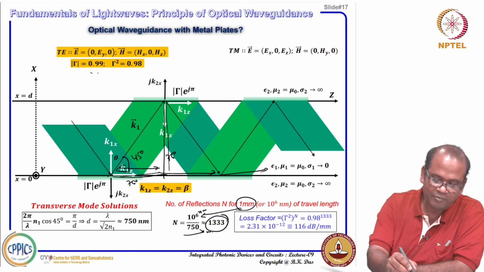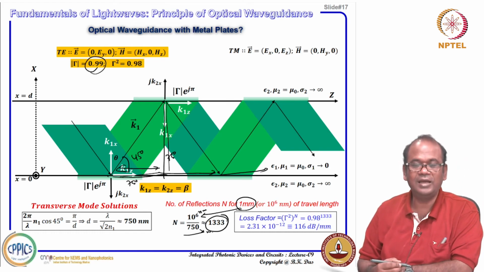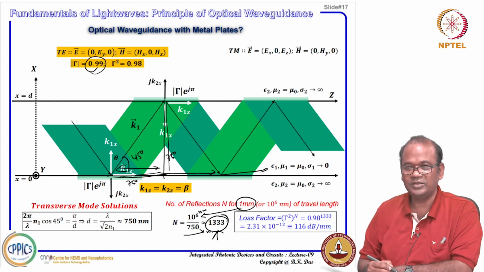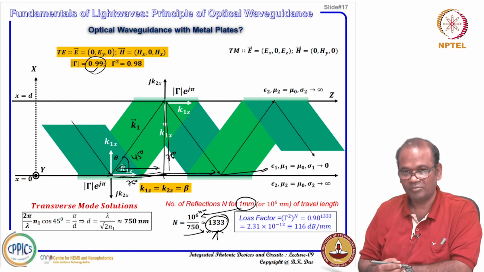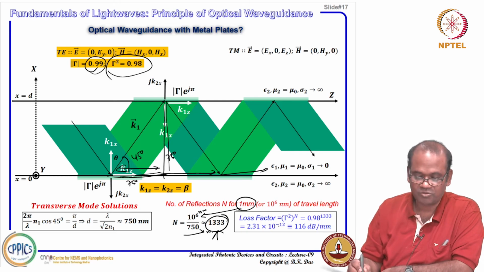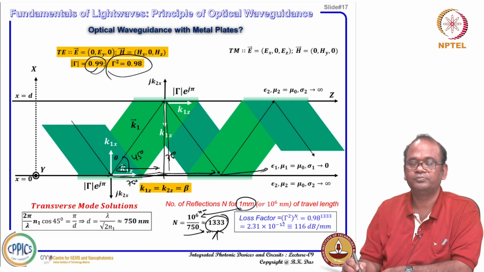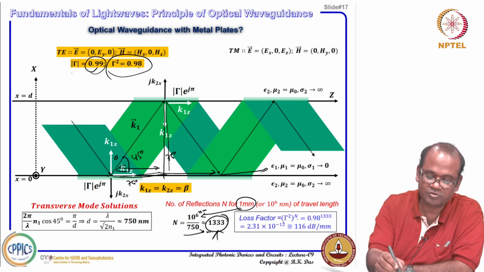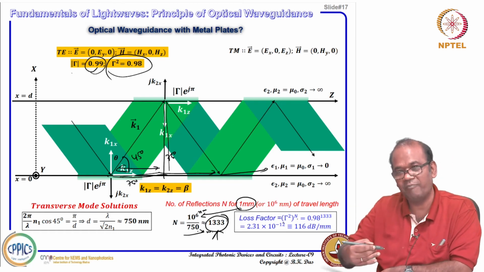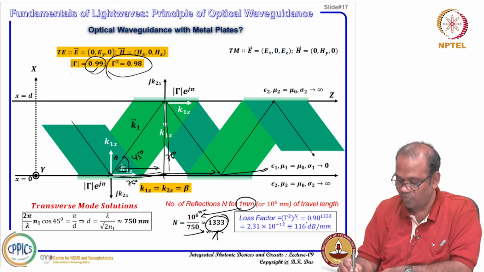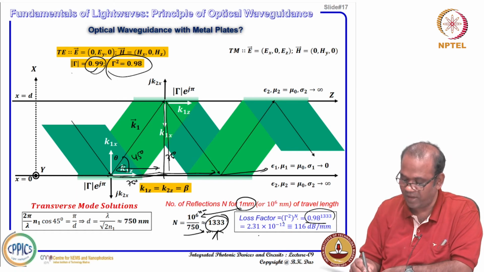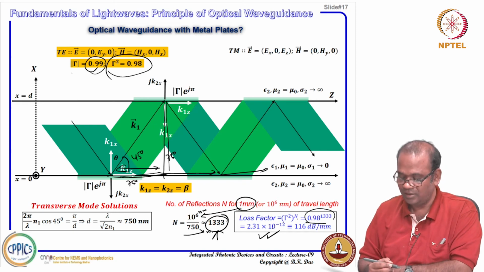And if you are considering that every reflection contributes 0.99 reflectivity, with this many reflections happening, what would be the loss factor? The loss factor will be this power. Gamma square means power reflection coefficient. If I just consider gamma equal to 0.99, gamma square, the power reflection coefficient, is 0.98, and n reflections happen; every reflection you get a 0.98 factor. So, 0.98 raised to the power 1333 gives you a very small number, 2.31 times 10 to the power minus 12.